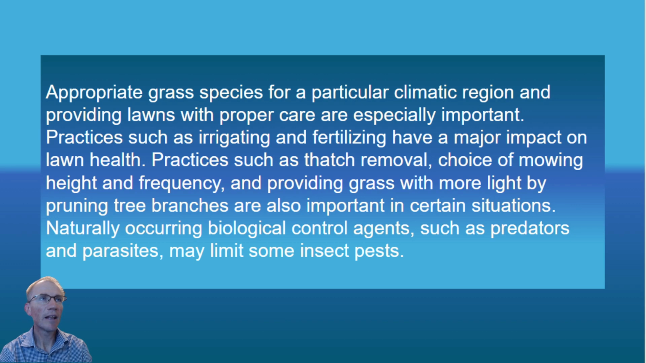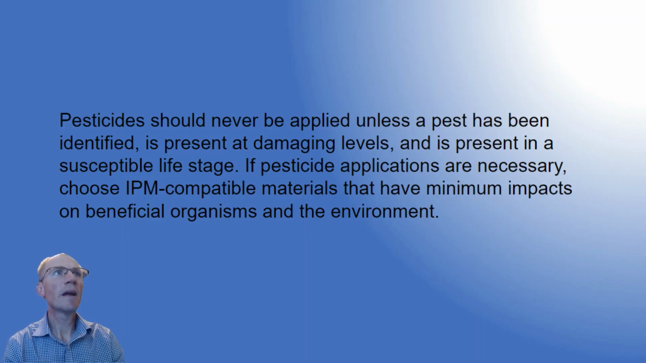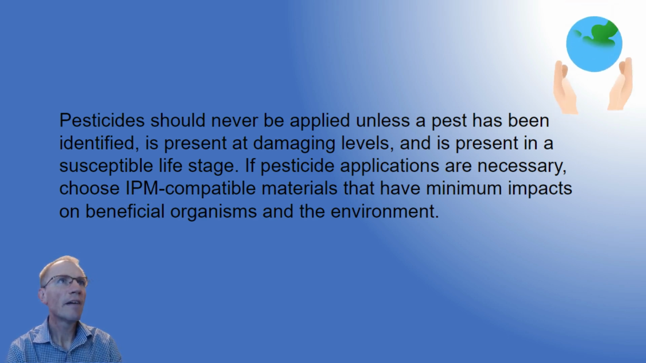Naturally occurring biological control agents, such as predators and parasites, may limit some insect pests. Pesticides should never be applied unless a pest has been identified, is present at damaging levels, and is present in a susceptible life stage. If pesticide applications are necessary, choose IPM-compatible materials that have minimum impacts on beneficial organisms and the environment.